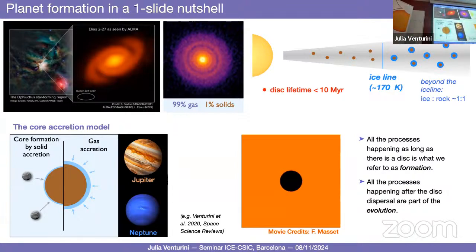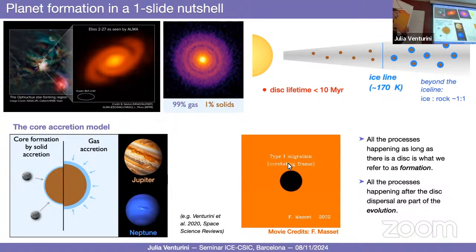So when the planet is growing, it will accrete solids and gas in principle, depending on the mass of the core. And that's how we can end up with planets that have a core and a substantial atmosphere. There is another very important process that happens during formation, which is planet migration, and it should be illustrated by this movie, if it works.